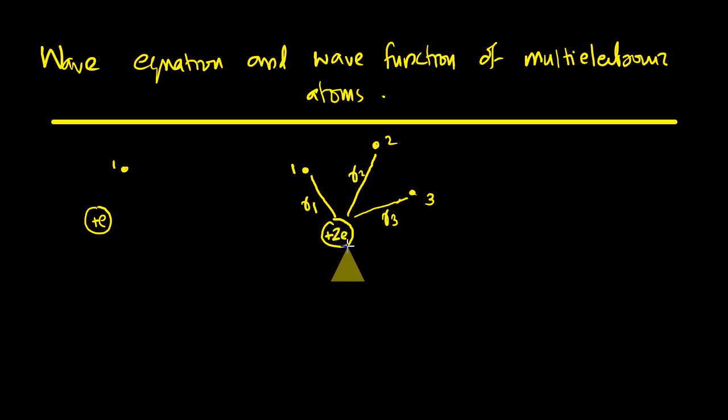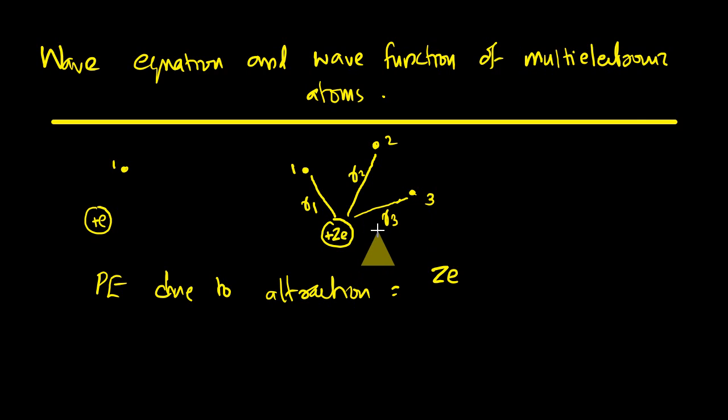If we are considering the electron i, which can be 1, 2 or 3, whatever it may be, then the potential energy due to attraction is equal to the charge of the nucleus, that is Ze, into the charge of the electron, that is minus e, so we can say minus Ze square divided by the distance between the electron i and the nucleus, that is Ri. So the potential energy due to attraction for the electron i is minus Ze square divided by Ri.